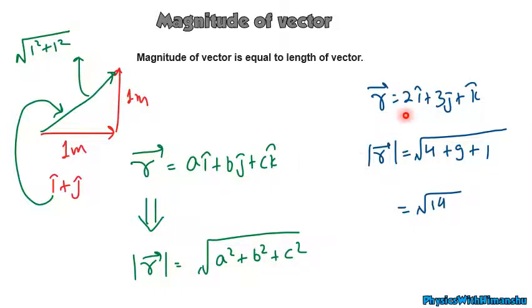Suppose we have the r vector to be 2 i cap plus 3 j cap plus k cap. Its magnitude will be root of what is there with i, 2, so 2 square is 4. What is there with j, 3, so 3 square is 9. And what is there with k, 1, so square of 1 is 1. So this comes out to be root 14. Okay, so this is the magnitude of vector r.